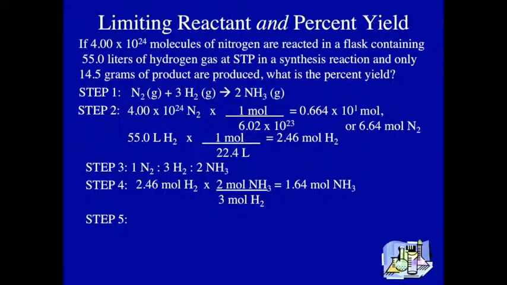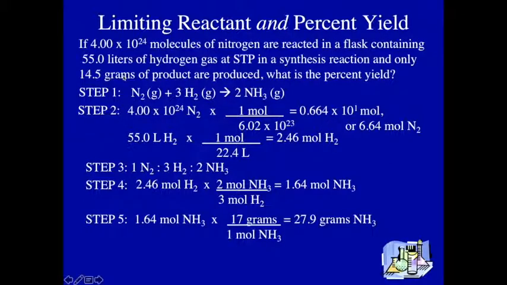Now, what's it asking for? It's asking for grams. I'm going to have to calculate a percent yield. So I do 1.64 moles of ammonia times 17 grams, the gram molar mass of ammonia, 14 for nitrogen, and then 3 hydrogens, 1 plus 1 plus 1, is 17, over 1 mole of ammonia. I get 27.9 grams of ammonia as my theoretical yield.